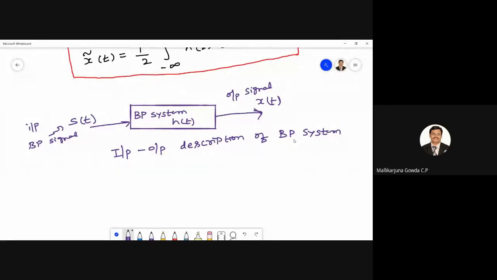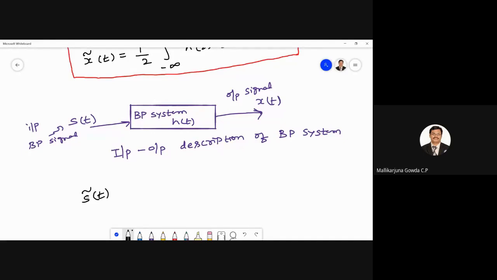How do I describe the same thing in terms of its complex low-pass equivalent model of this bandpass system? Any one of you can guess? Hope you understood my question. This diagram is the description of a bandpass system's input and output relation. How can I express the same thing as the complex low-pass equivalent model? I know how to express this bandpass signal in terms of its complex low-pass equivalent, that is S tilde of t.